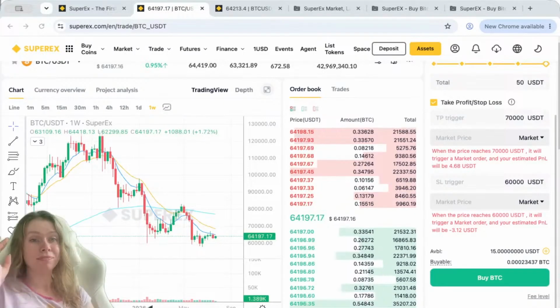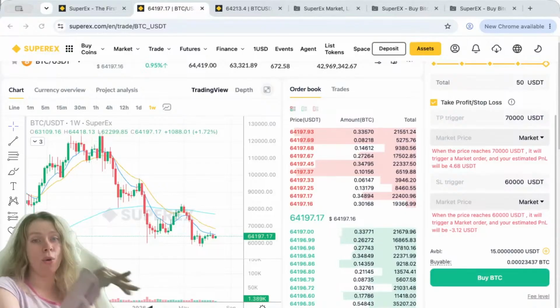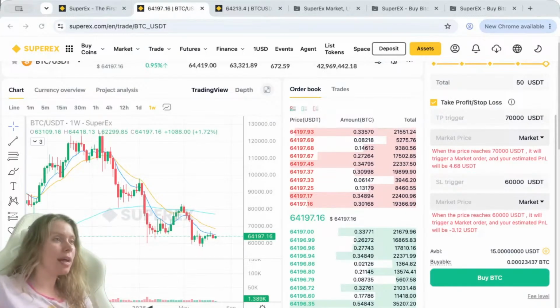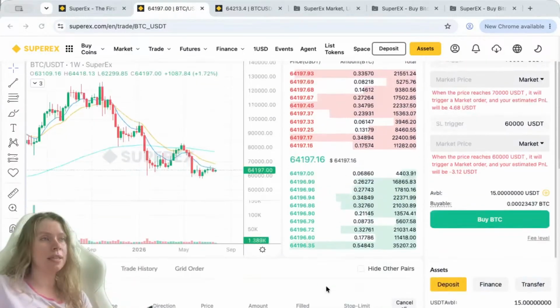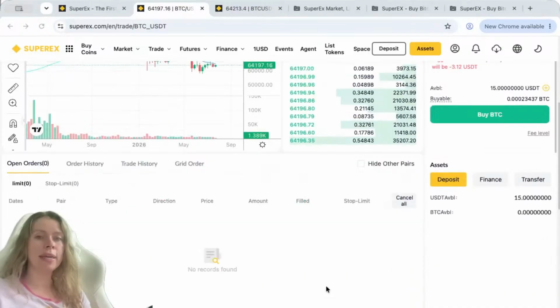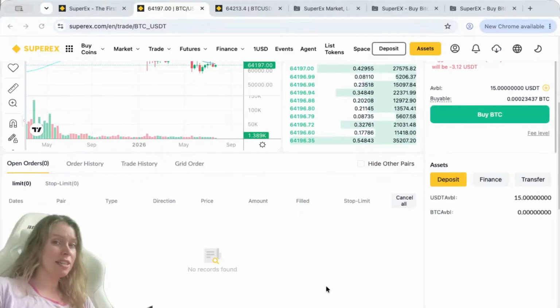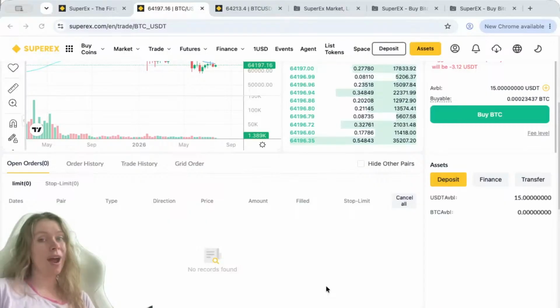Honestly, that's it. Your order is then live in the order book. Once you've clicked that, you'll be able to see it down below here in the open orders tab at the bottom. You don't have to sit and watch. The system handles everything. So if Bitcoin hits 64,000, you buy. If it hits 70,000, you sell for profit. If it crashes to 60,000, you sell to cut your loss.